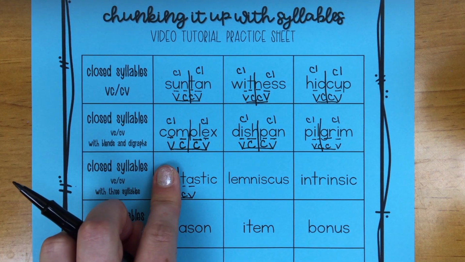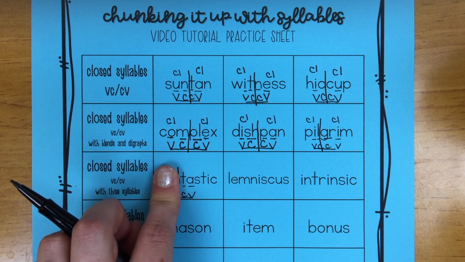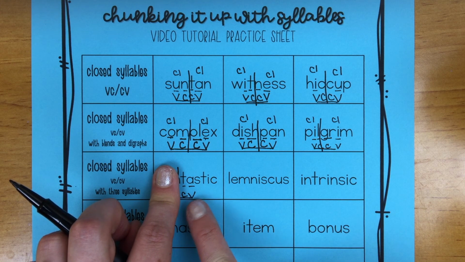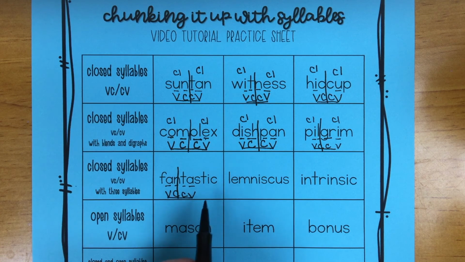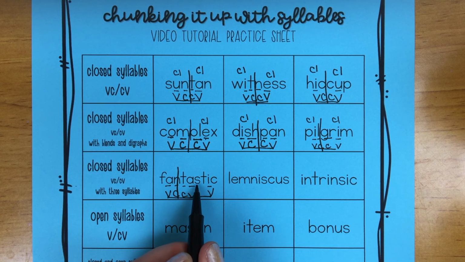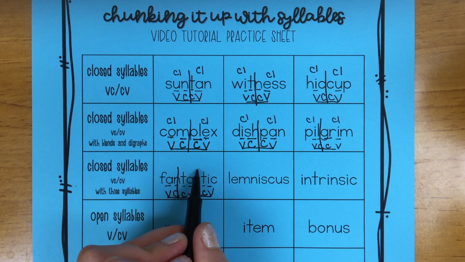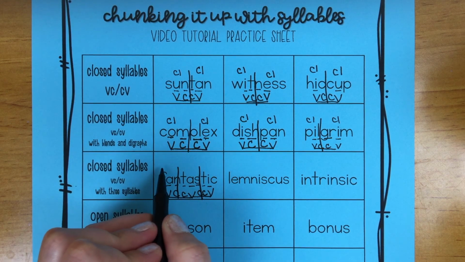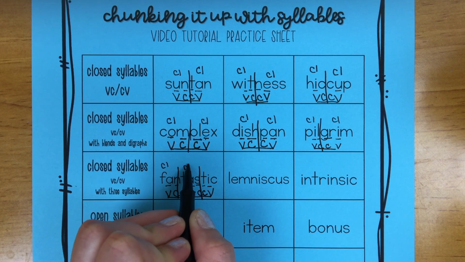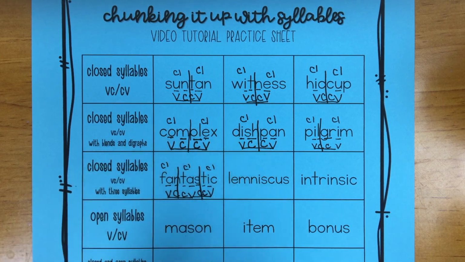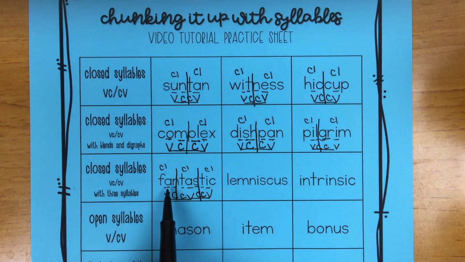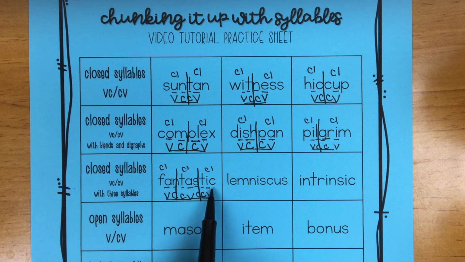Your students can cover up this first syllable and see what's left. We have 2 vowel sounds, so I continue with the process. I have 2 consonants that I can divide between. All 3 of my syllables are closed, so all 3 of my vowel sounds are going to make the short sound for fantastic. Fantastic.